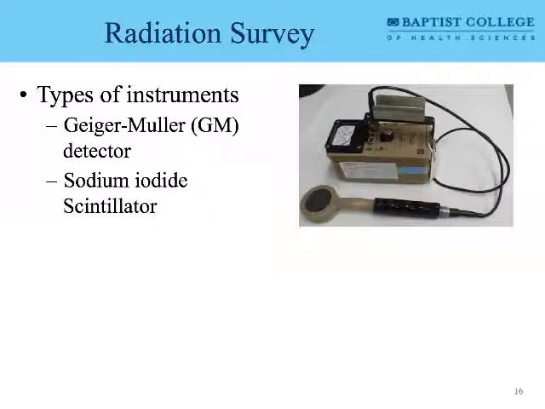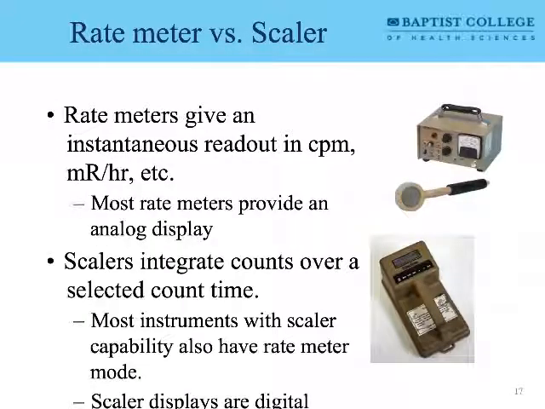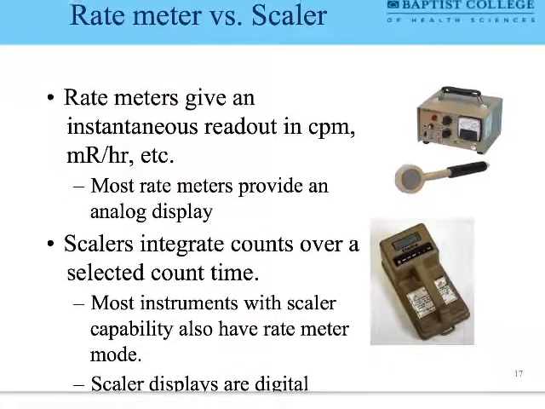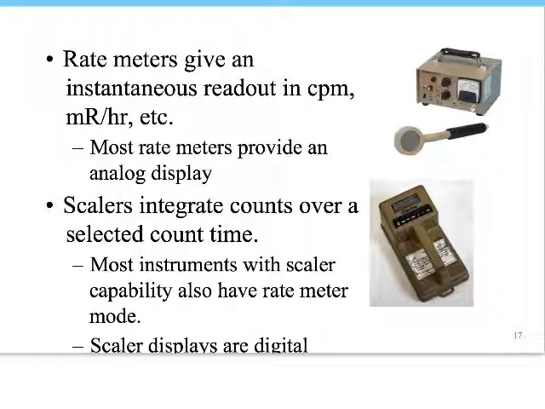Let's talk about radiation survey. The two types of instruments that we generally use in the hospital are Geiger counters and sodium iodide scintillators. And they can be used in two different ways. One is as a rate meter, and the other is as a scalar counter.